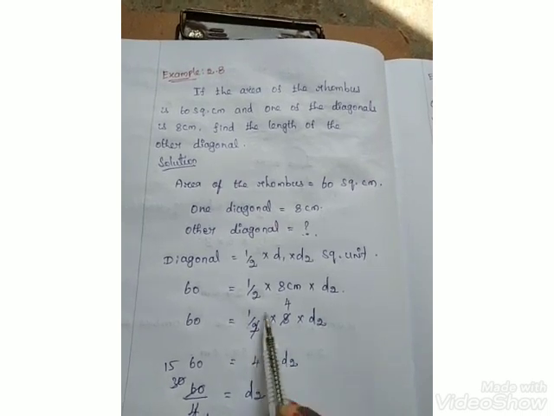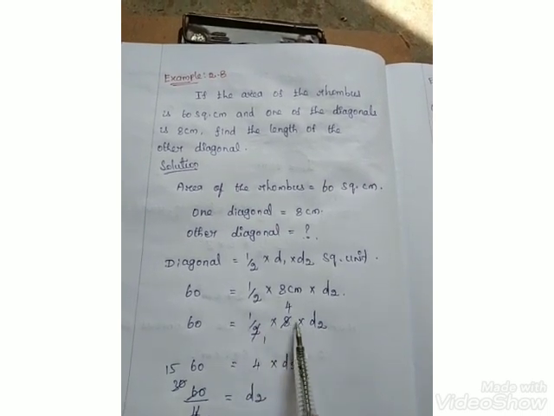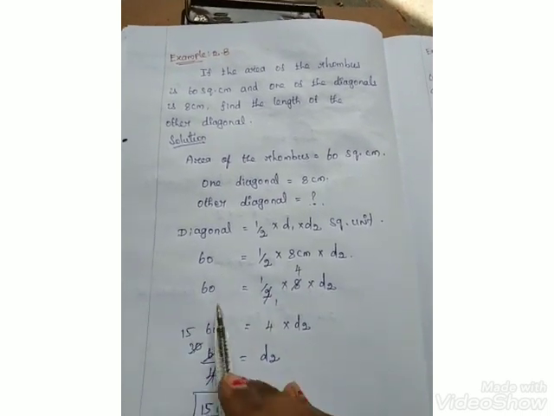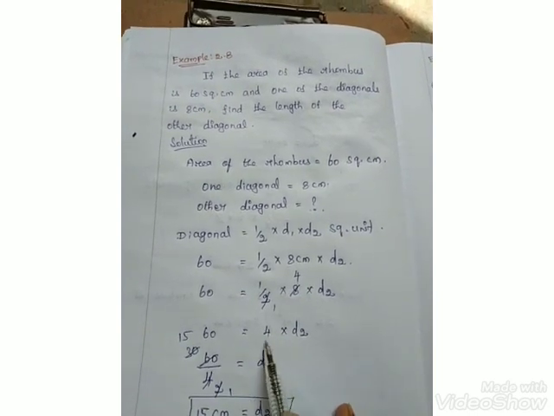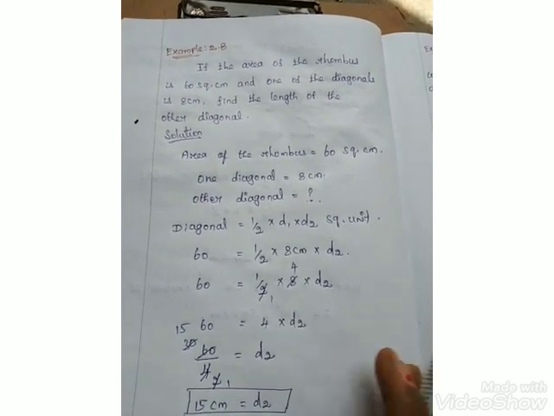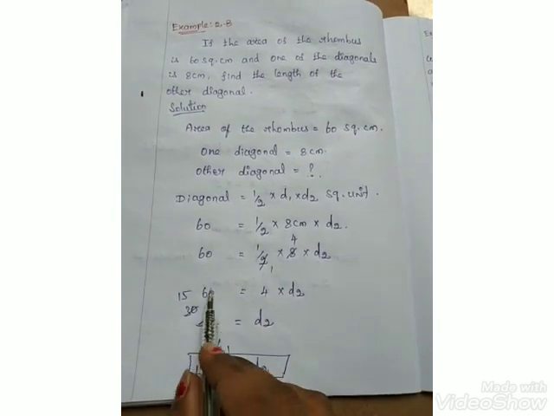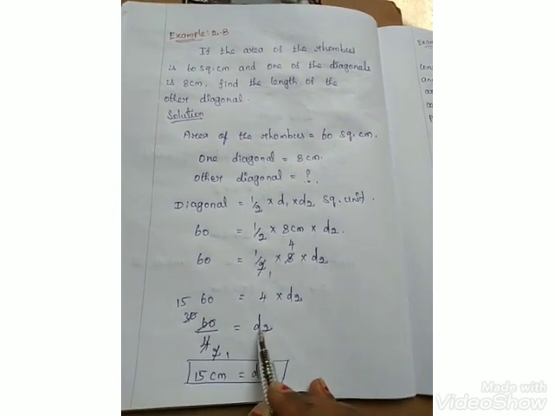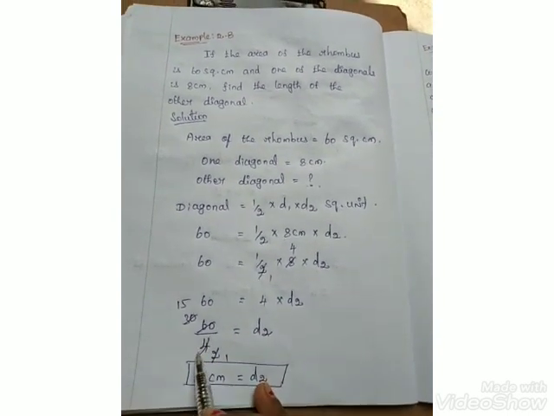1 2s are 2. Here multiplication. 1 2s are 2, 4 2s are 8. So 60 is equal to 4 into d2. Here both are multiplying, so take opposite side. It is divided. So 60 divided by 4 is equal to d2.